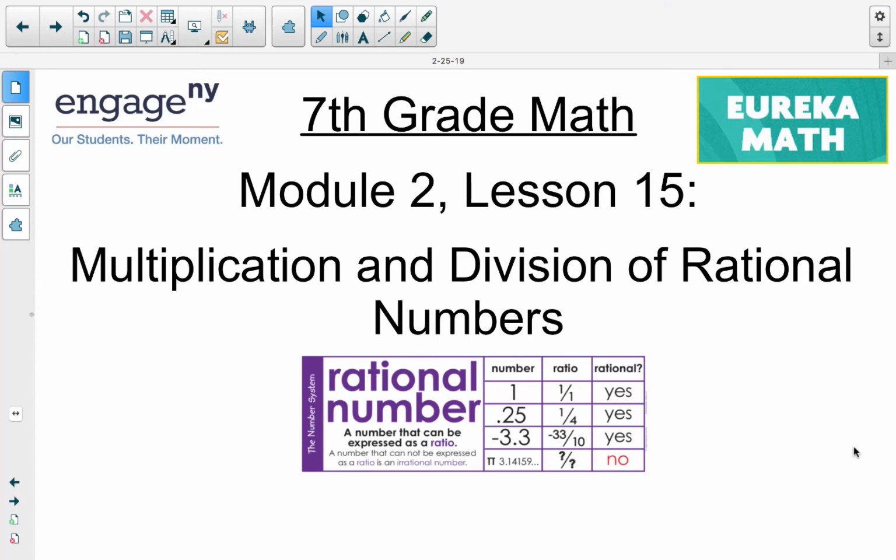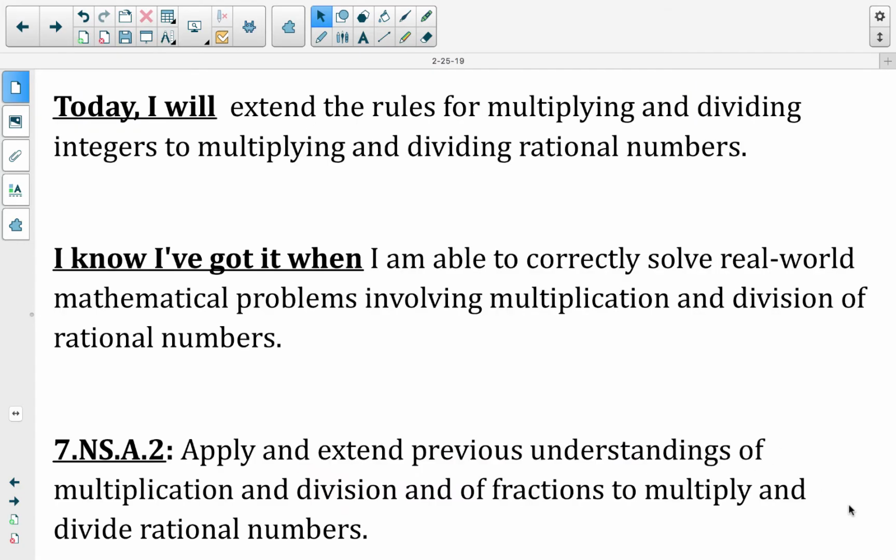This video takes a look at Module 2, Lesson 15, Multiplication and Division of Rational Numbers. So today you are going to extend the rules for multiplying and dividing integers to multiplying and dividing rational numbers. You have this when you are able to correctly solve real-world mathematical problems involving multiplication and division of rational numbers. And our standard is 7.NS.A.2.